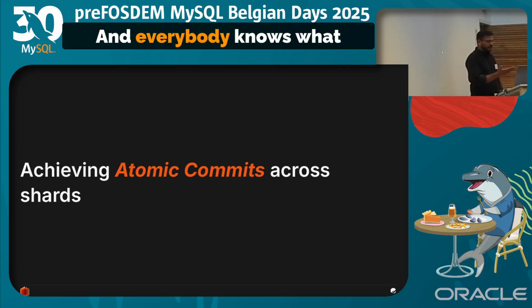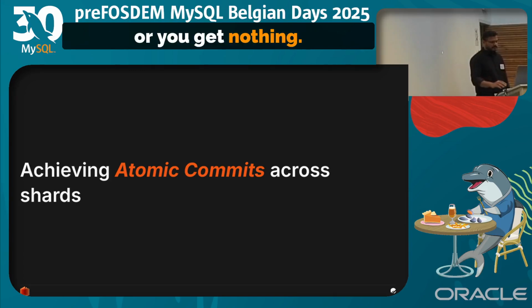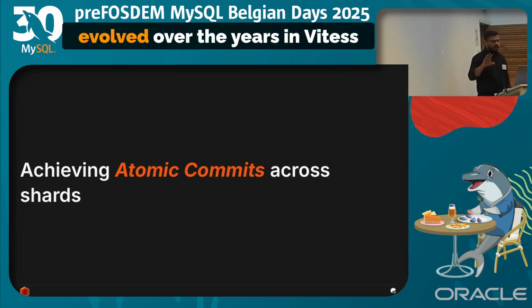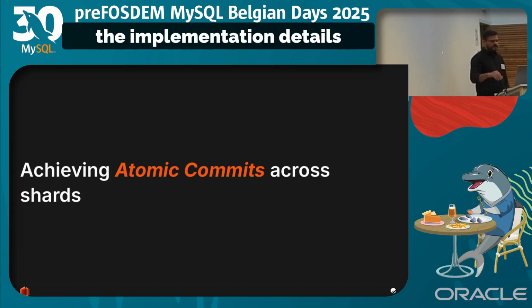And everybody knows what atomic commit means: either you get everything or you get nothing. And we're going to talk about how we reached here, what the background was, how the different transaction modes evolved over the years in Vitess. And then we'll do a deep dive into the implementation details of how we did it.